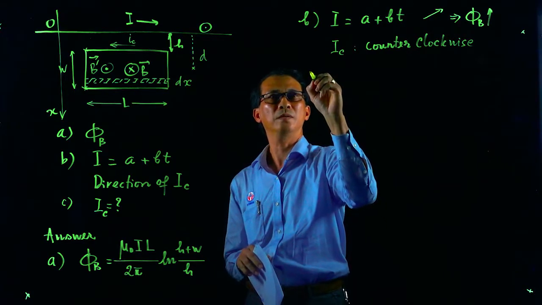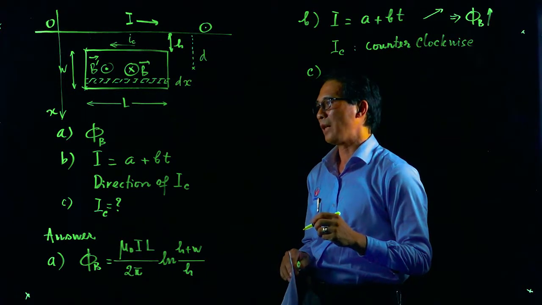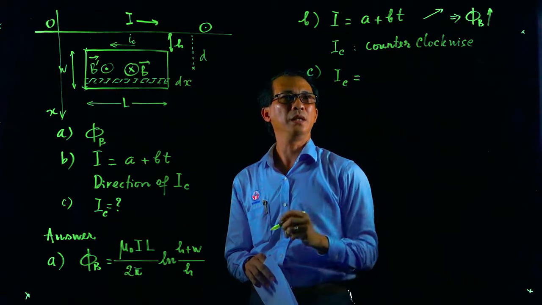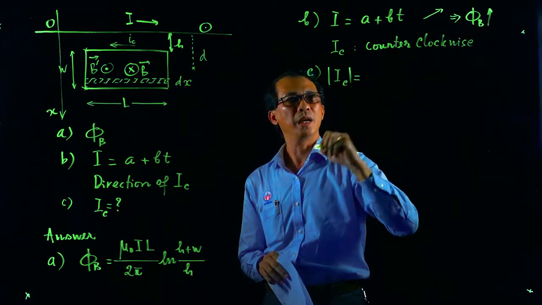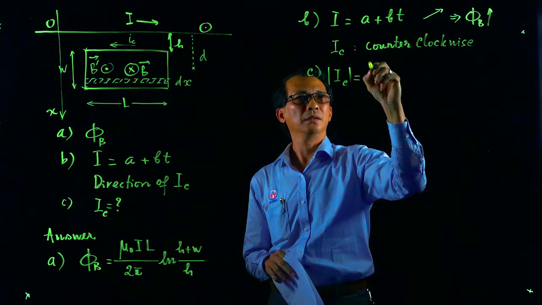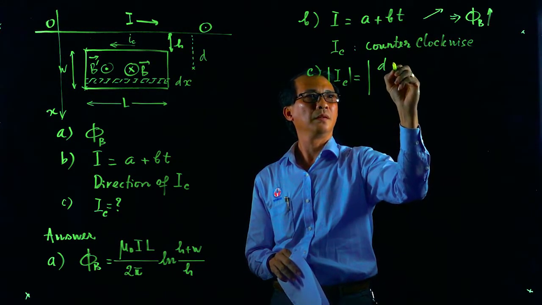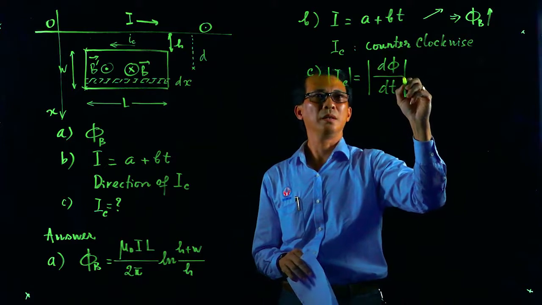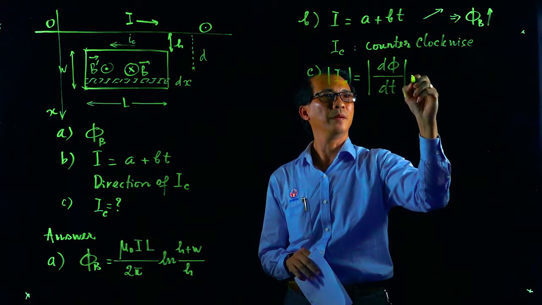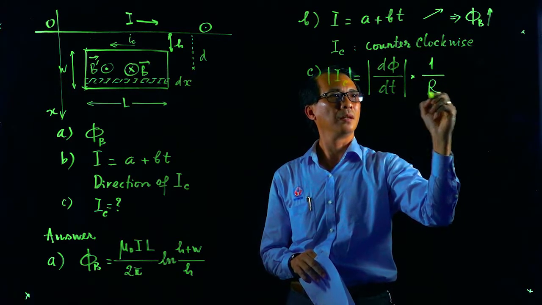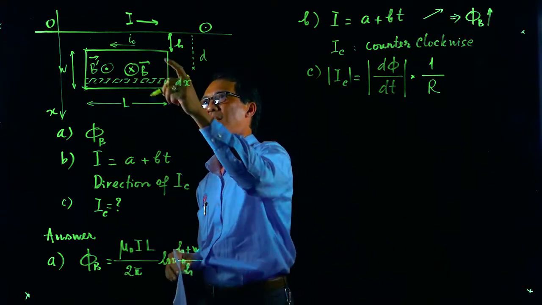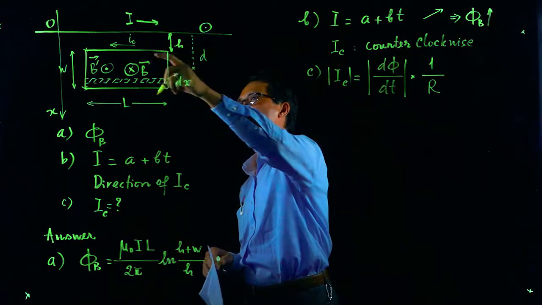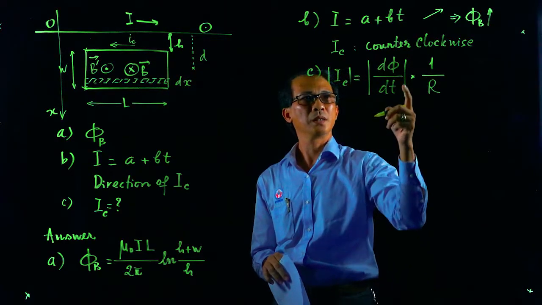This is the answer for question B. Now, for question C, what is the magnitude of the induced current? So I have here the induced current, when we take the magnitude of that, then let's see the derivative of d phi over dt here. This is the EMF multiplied with the reverse of R, the resistance of the loop.